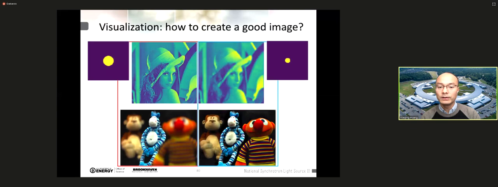If you want high resolution and you don't care about depth of field too much, for example, if you can thin your sample to a very thin slab, then you can choose an imaging system with a large numerical aperture. And if you do want to image thick materials and you are willing to sacrifice the achievable resolution a little bit, then you can choose an imaging system with a relatively smaller numerical aperture.